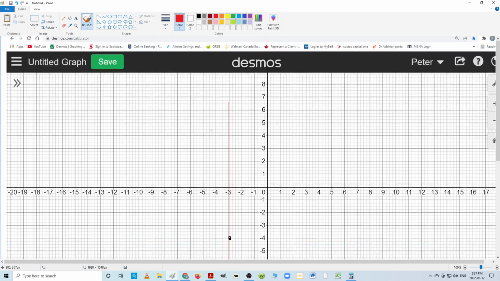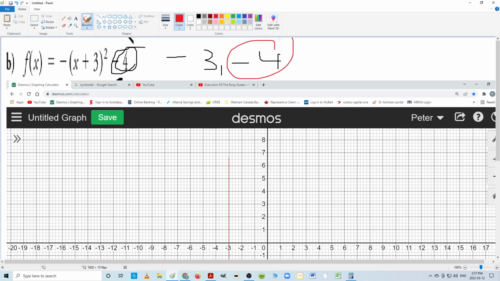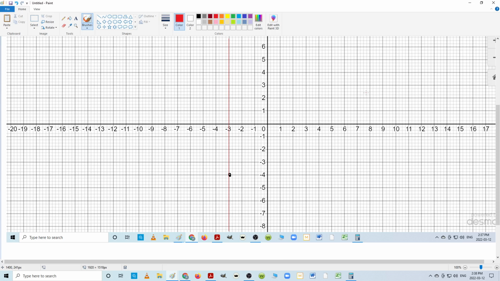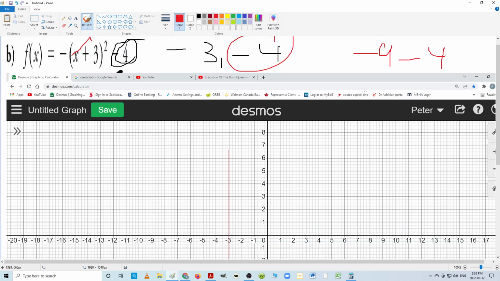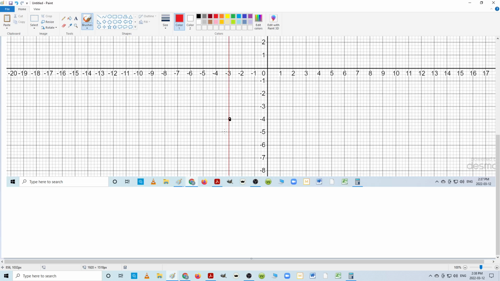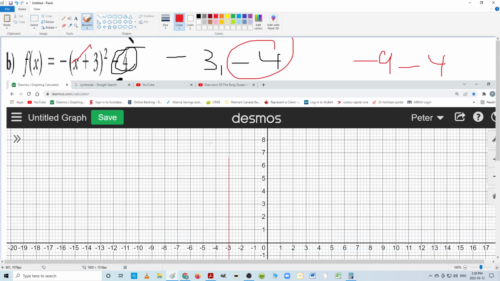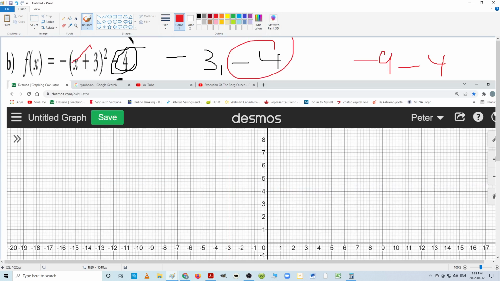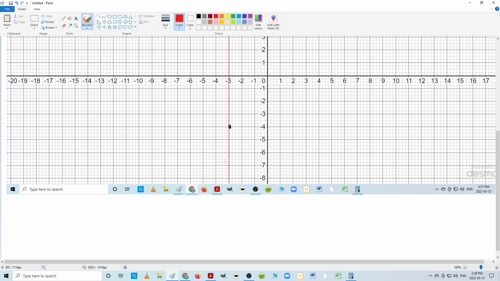Since we know it goes downwards, we'd take numbers lower than minus 4. So let's plug in minus 6 for x. Minus 6 plus 3 is minus 3. Minus 3 squared is 9. Multiplied by minus 1 is minus 9. And then minus 4, so minus 13. Which means for x equals minus 6, it becomes minus 13. So it's off my graph.